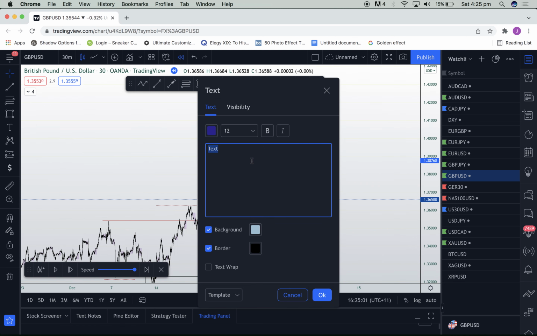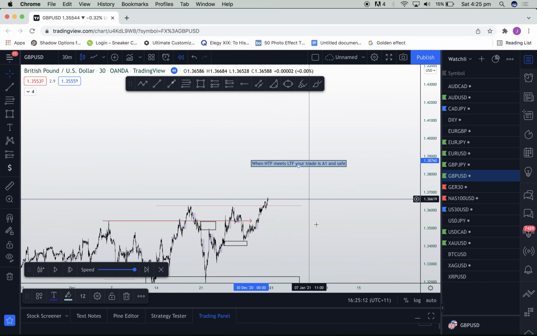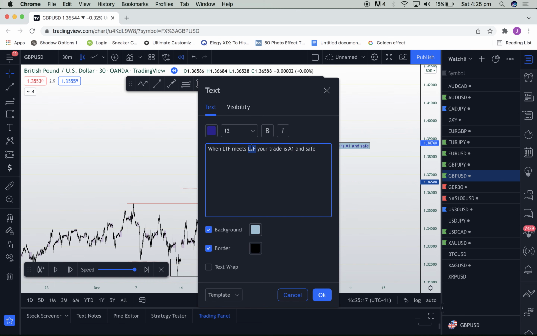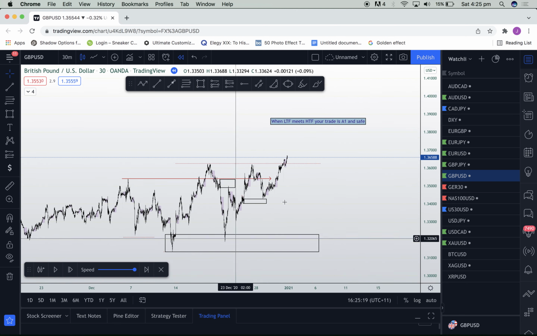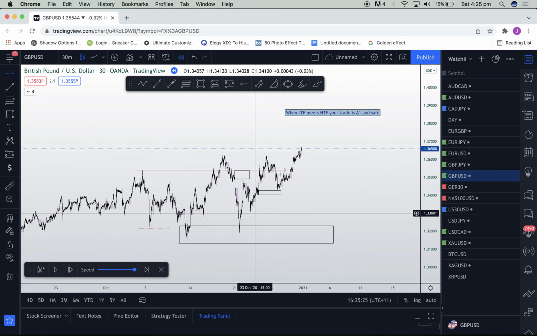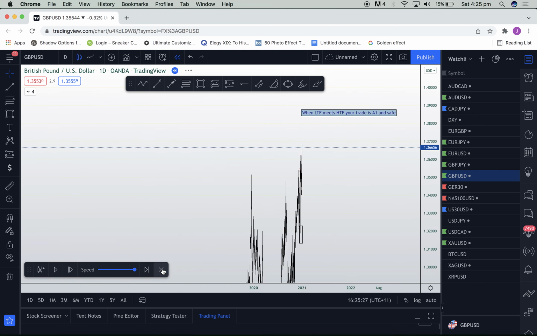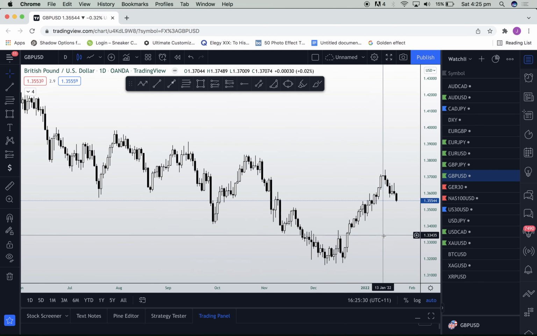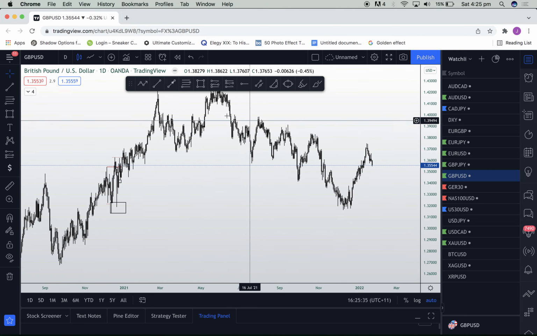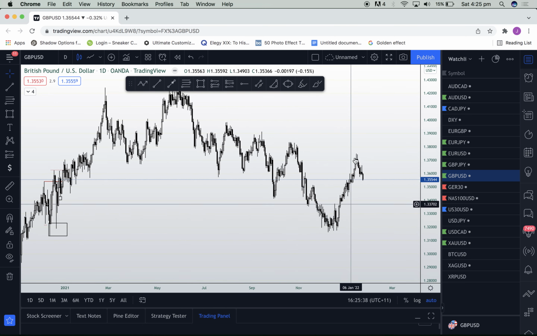So the trick here is when HTF meets LTF, your trade is A1 and safe. It should actually be, when LTF meets HTF, your trade is A1. So when your lower time frame entry meets the higher time frame, your trade is good. So hopefully that makes sense, guys. And this should allow you to understand a little bit better directional bias in the market, understanding when markets are probably going to turn and continue coming downward, and when they're going to continue going up.